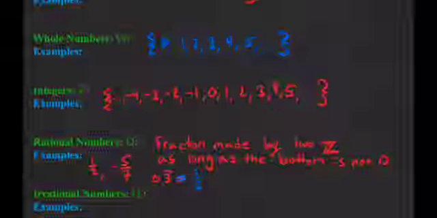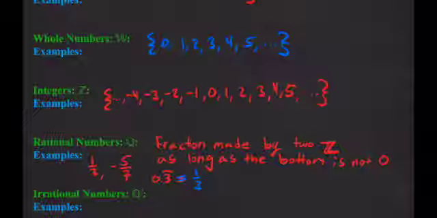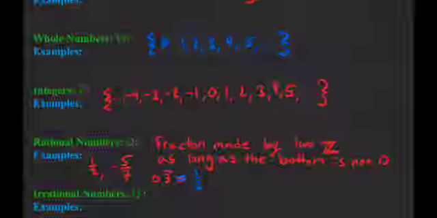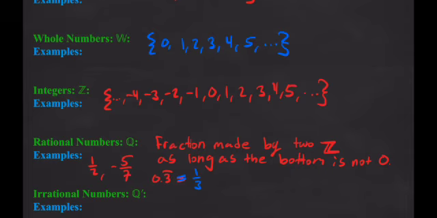Decimals are included in this set as well. So our ratios can include decimals as long as those decimals can be written as fractions. If those decimals can be written as a fraction, we're good. If they cannot be written as a fraction, not good. We cannot do that. Okay? So if it's a rational number, it must be able to be written as a fraction, as a ratio of 2 integers, as long as the bottom's not 0.